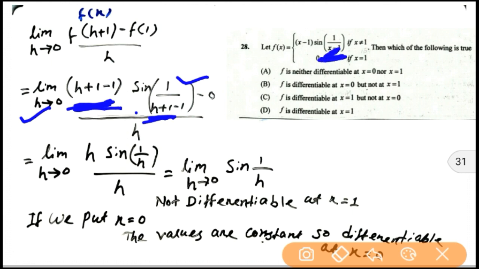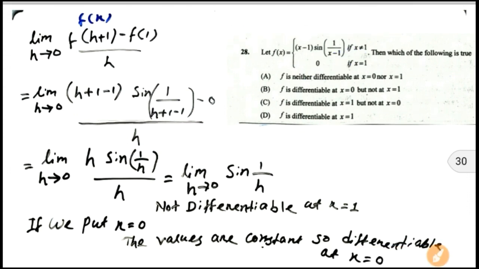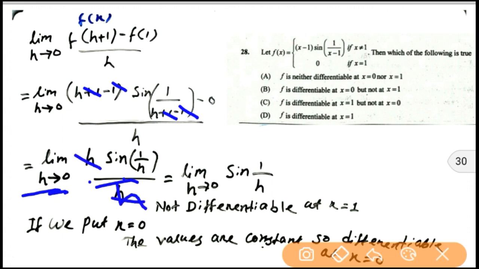So we have limit h tends to 0, x minus 1, that is h plus 1 minus 1, times sine of 1 by x minus 1, so 1 by h plus 1 minus 1, minus f of 1. F of 1 is 0, already given. Divide by h, limit h tends to 0. Here you can see that plus 1 minus 1 cancel. So h sin 1 by h, and h will be cancelled. That equals limit h tends to 0 of sin of 1 by h.